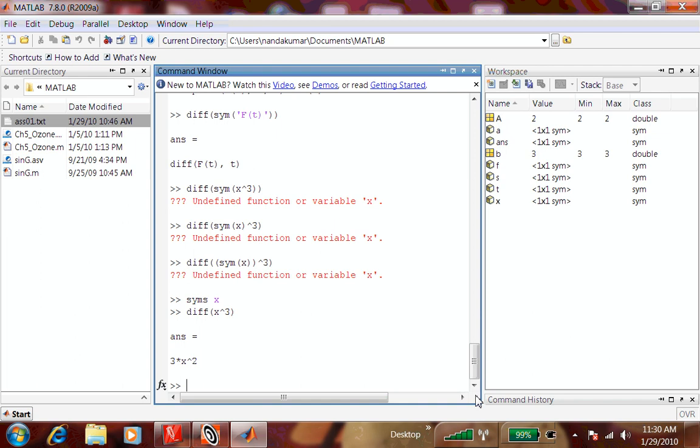If I put f of x there, or f of t, then it just returns it symbolically. And we are out of time. So next class, I will show you the proof of the Laplace transform of a derivative, and then we'll begin to solve differential equations using that.